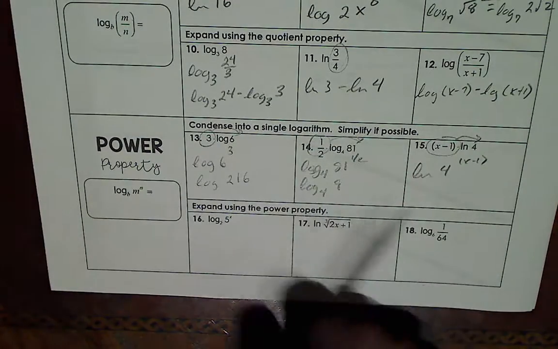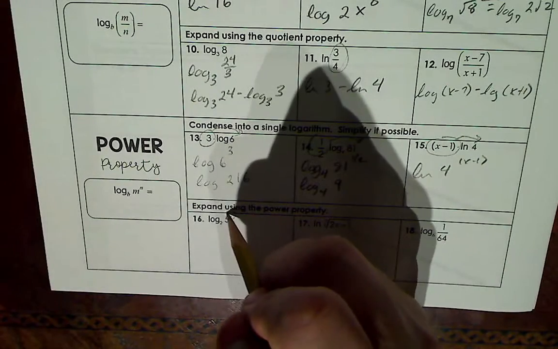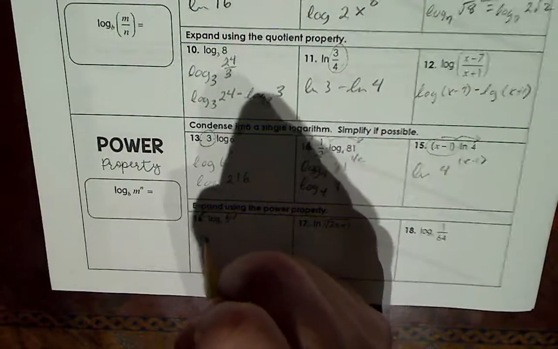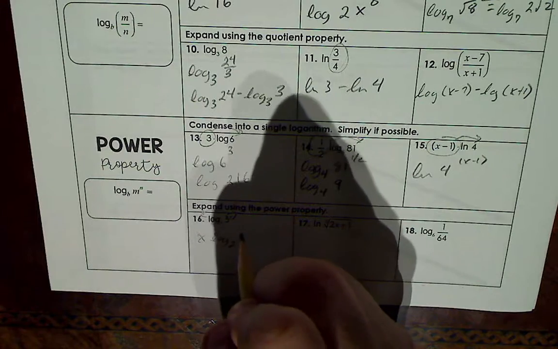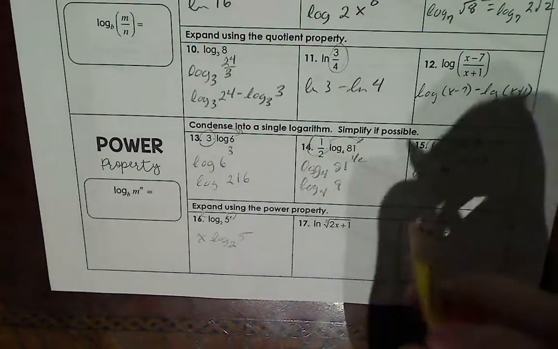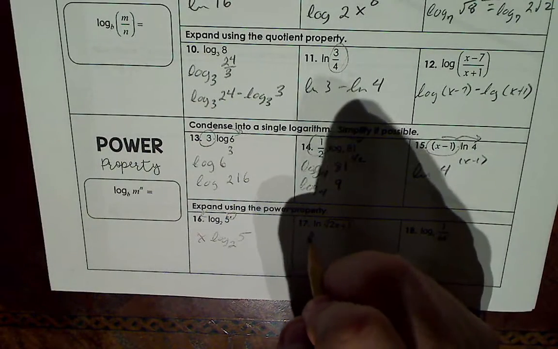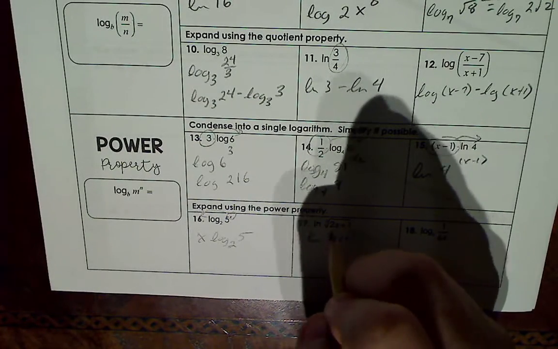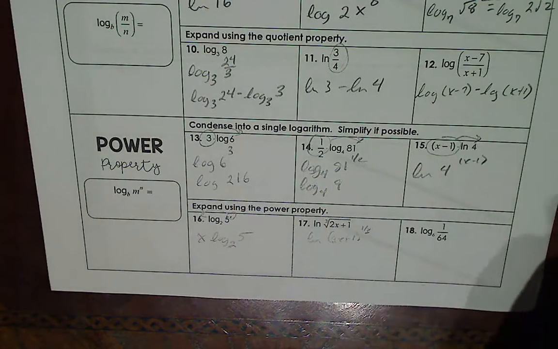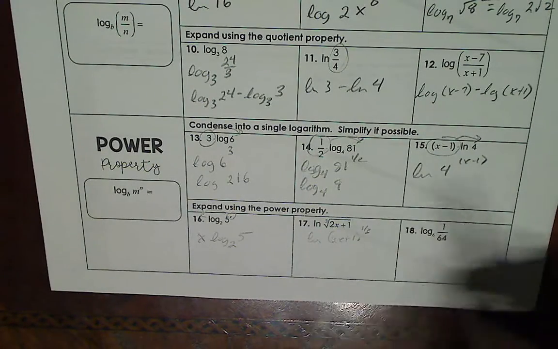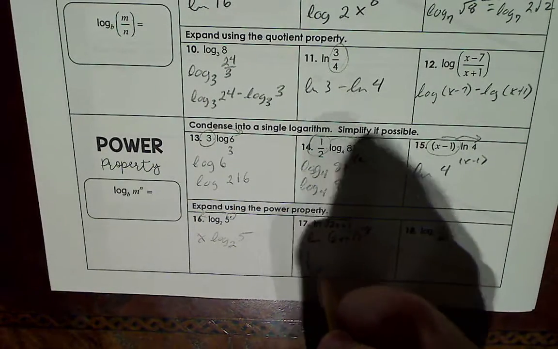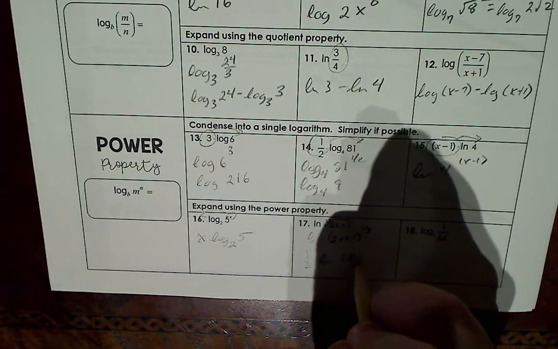Okay. Expansion, again, power to the coefficient. So x log base 2 of 5. Now, this one right here, I'm going to rewrite this. This is a natural log of 2x plus 1 to the 1/3 power. Okay, that's what cube root means, is 1/3 power. So 1/3 natural log of 2x plus 1.